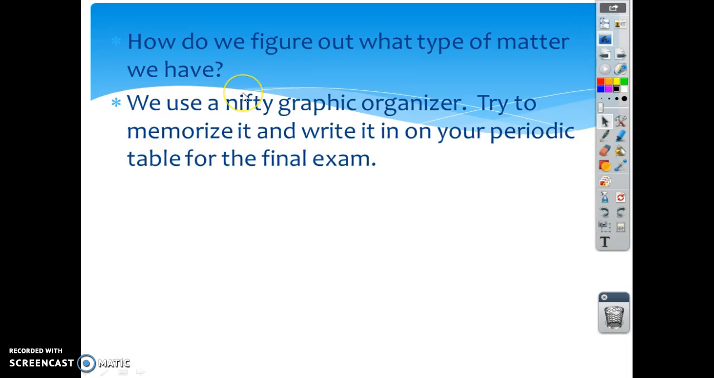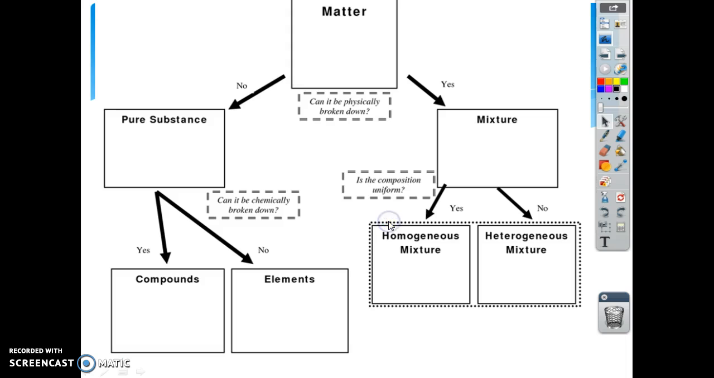Okay. So when we think about matter, we have to be able to classify it, and we have to be able to say what type of matter we have. Well, you've seen the graphic organizer a million times already this semester, but the best thing to do is to memorize it and write it on your periodic table or your reference sheet during the final exam, because then you'll never mess up the way this thing is organized. So let's think about our types of matter.